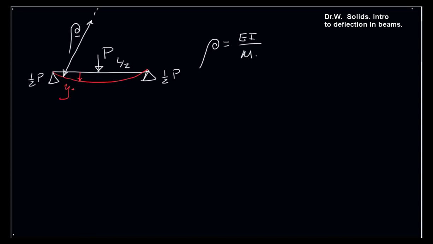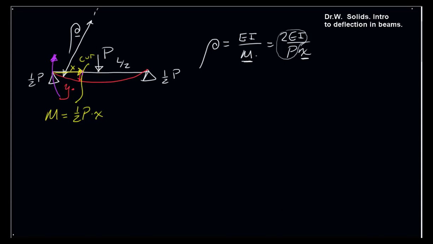And for this beam over here, we can make a cut at a distance of x, and we could calculate the moment at the cut as 1/2 P times x, and that's in response to this torque being generated. So let's plug that into here for M. So we'll get rho equals 2EI over Px, where all of these are constants. So it's an inverse relationship with x.